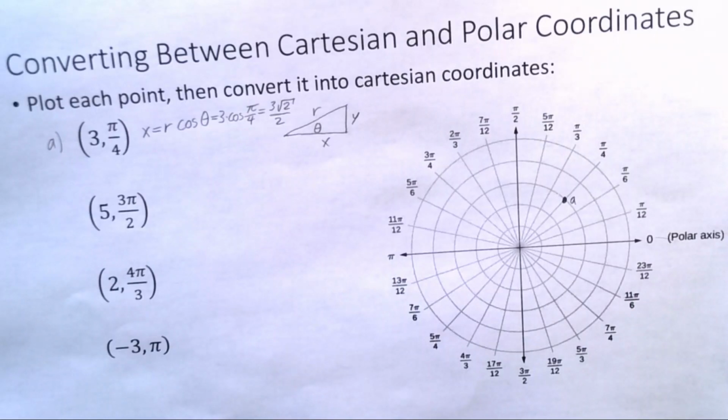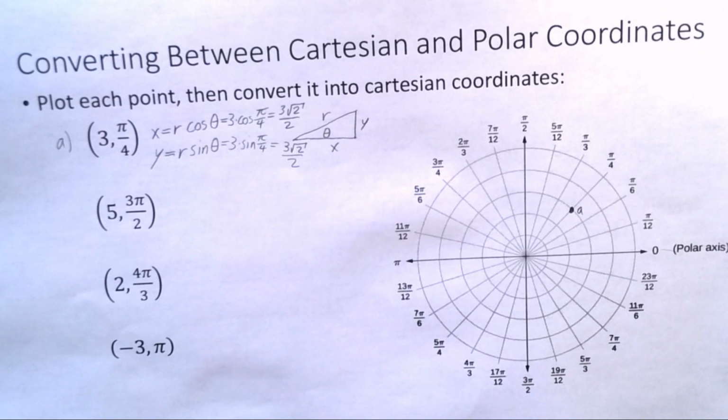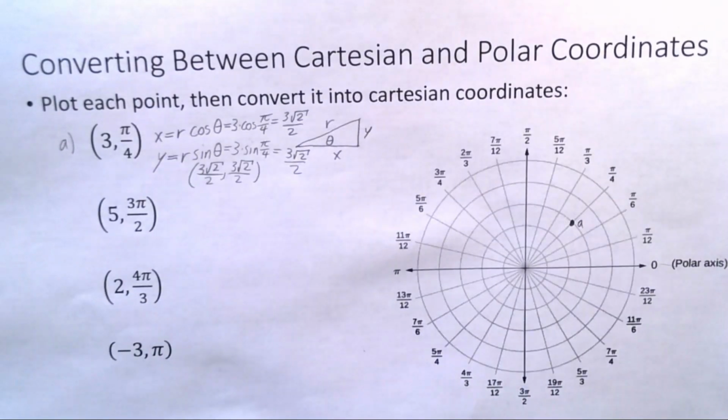A similar process follows for y, except y is opposite the angle, so y is equal to r sine theta. Using the same process, y is equal to 3 square root 2 over 2, and the point (3, pi over 4) in polar coordinates becomes (3 square root 2 over 2, 3 square root 2 over 2) in Cartesian coordinates. Given that the process of converting to Cartesian coordinates is the same for the other 3 points and only involves plugging in different values for r and theta, that part will be skipped in this video. It will be shown in the notes posted on Canvas.